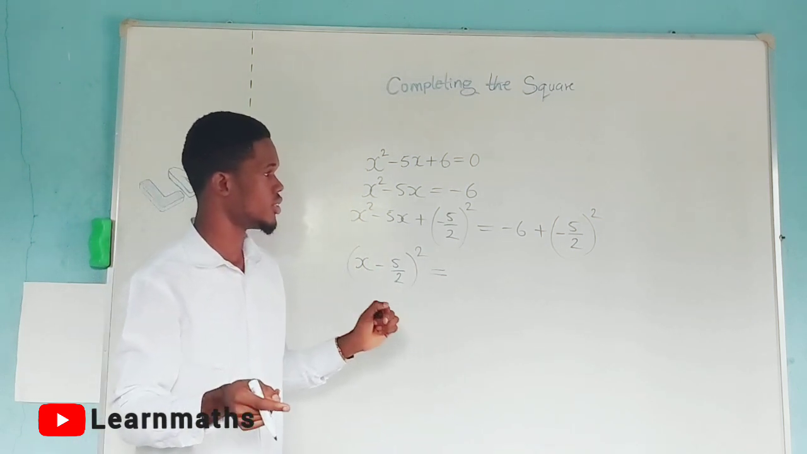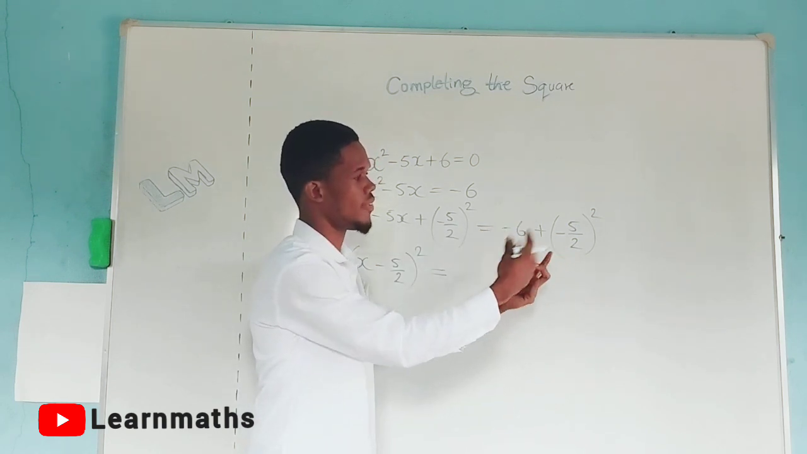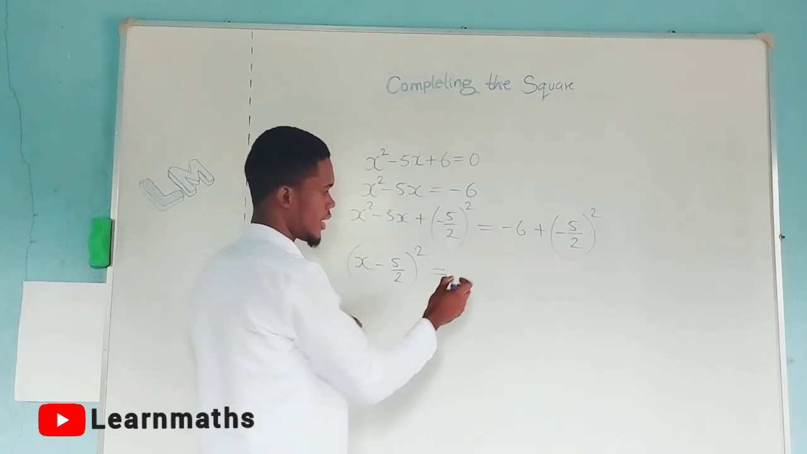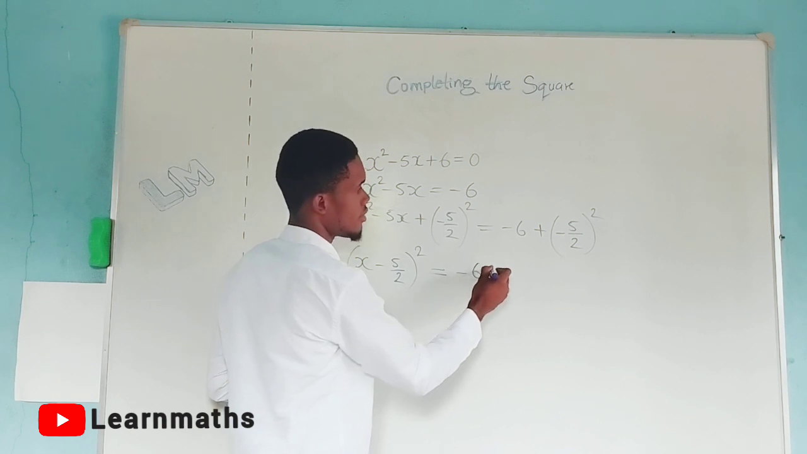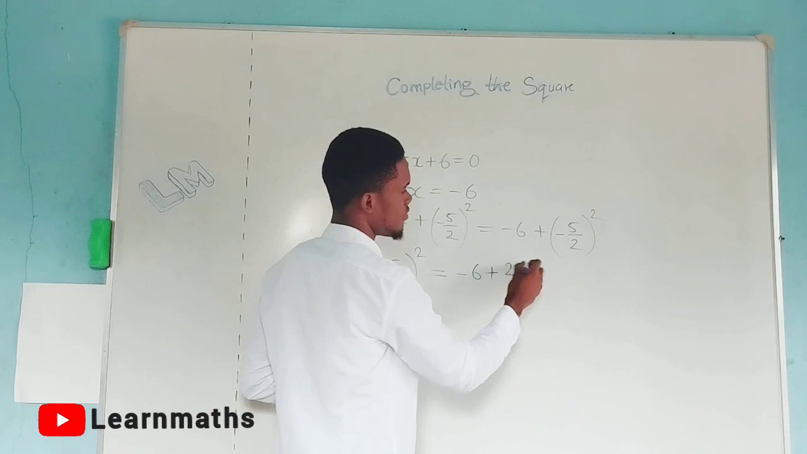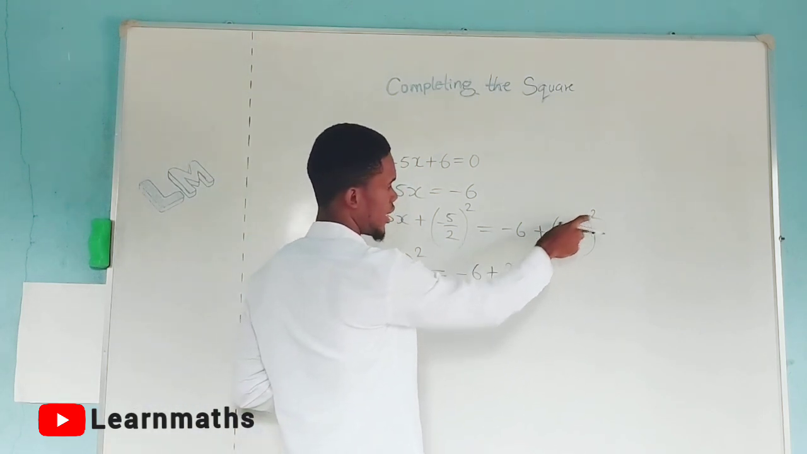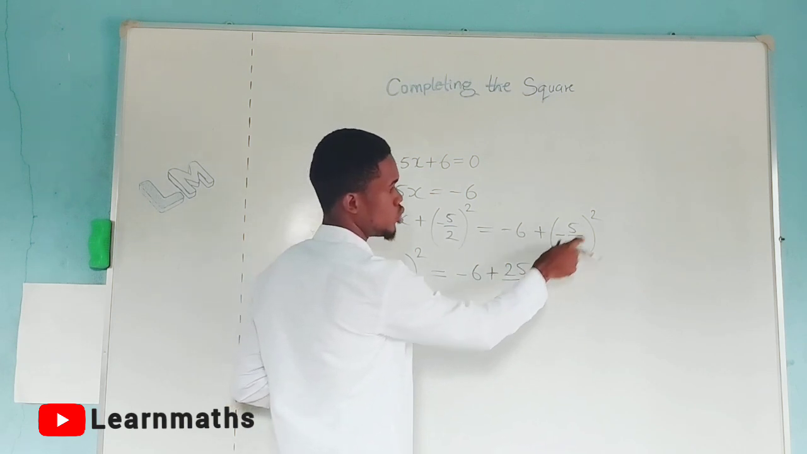The next step now is going to be this. Simplify the right hand side. So let's simplify the right hand side. We have negative 6 plus negative 5 squared. It's 25, right? Negative 5 times negative 5. That's negative 5 squared. It's 25 over 2 squared.